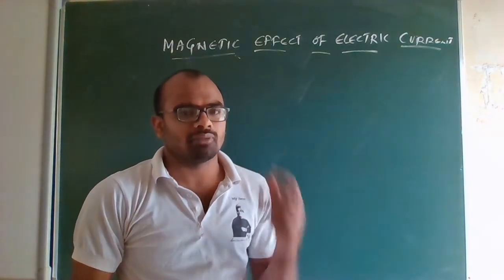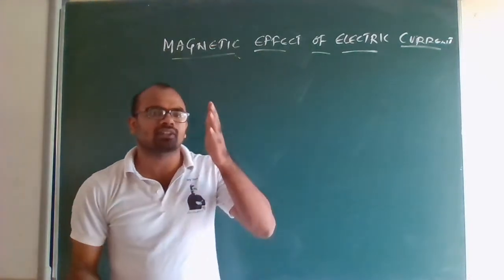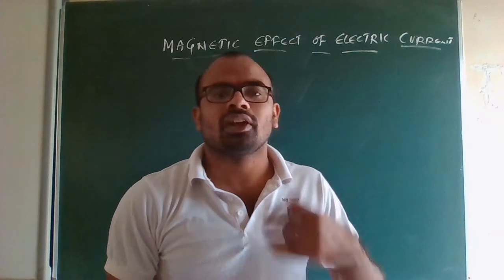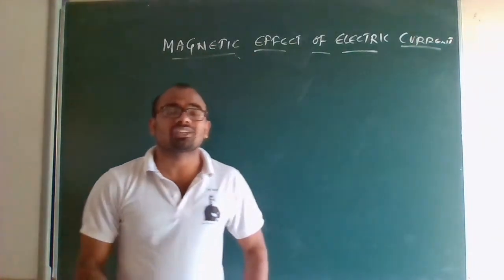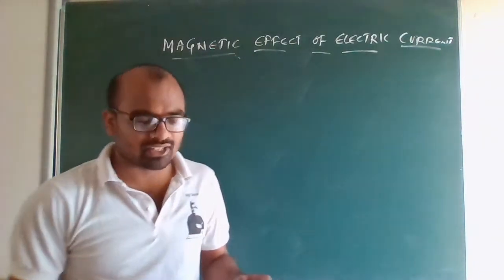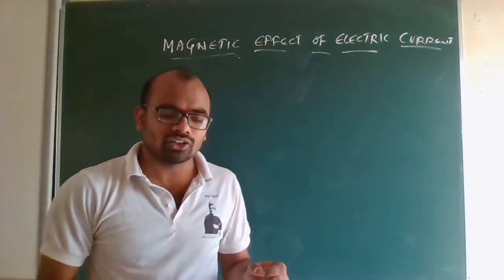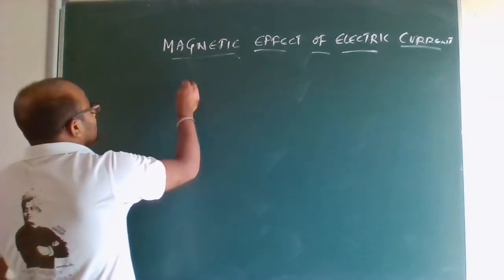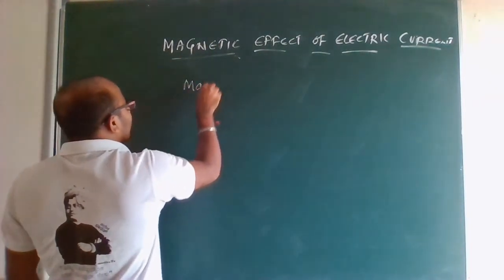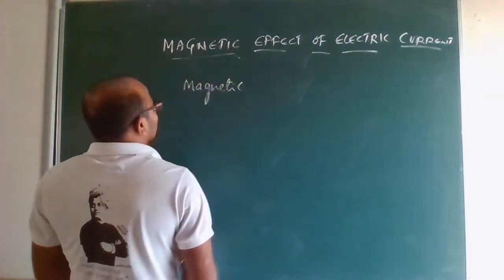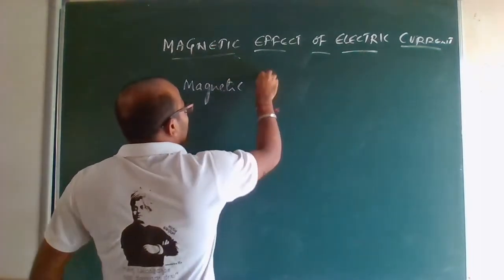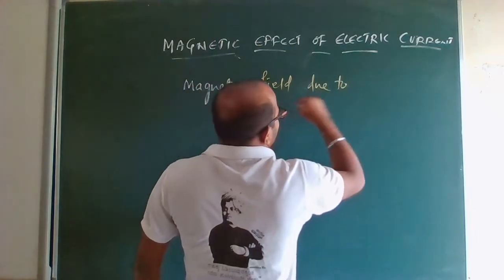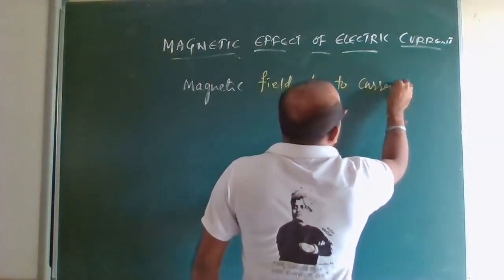We discussed the magnetic field due to a current-carrying straight conductor, and the magnetic field due to a circular loop. In this class we will be discussing the magnetic field due to a current in a solenoid.